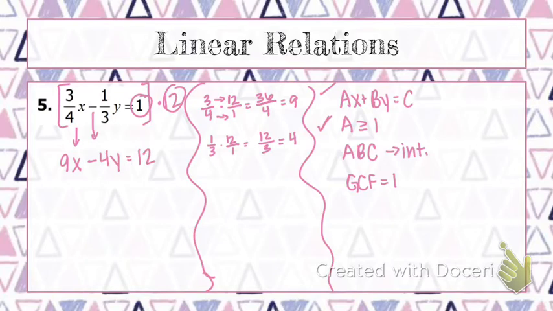So now we have all 3 numbers as integers. And then we want to make sure that our GCF, our greatest common factor, is 1. So 9, 4, and 12 do not have any common factors. So that means that this is our answer.